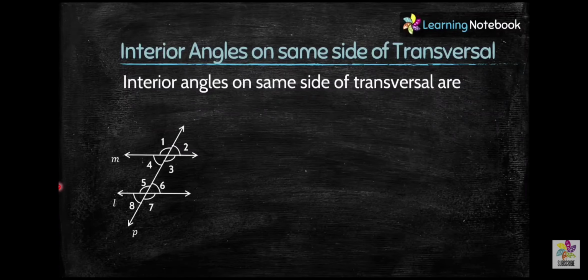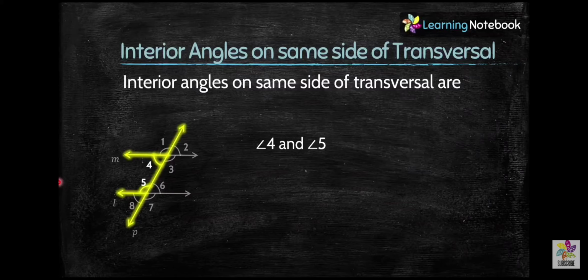Now, we learned that interior angles are 3, 4, 5 and 6. But the angles which are on the same side of the transversal are angle 4 and angle 5. And another set of interior angles which are on the same side of the transversal are angle 3 and angle 6.